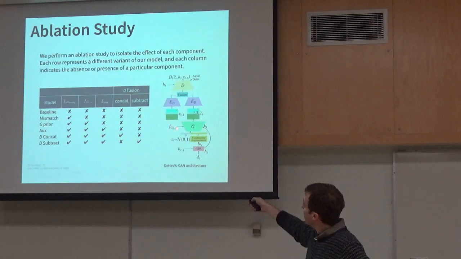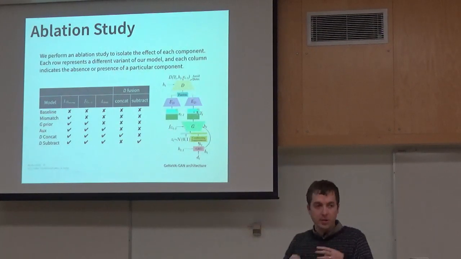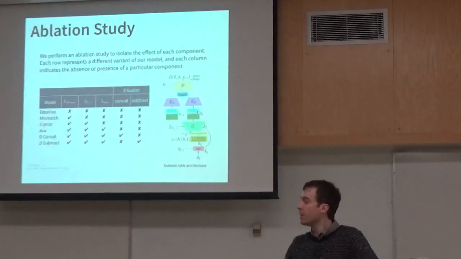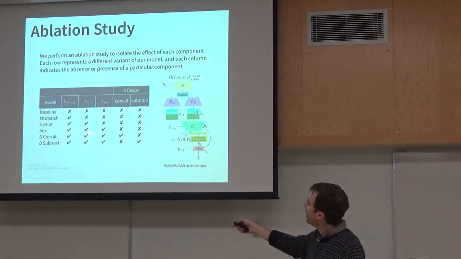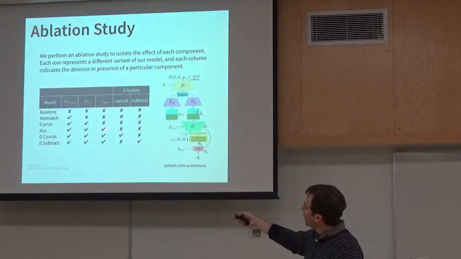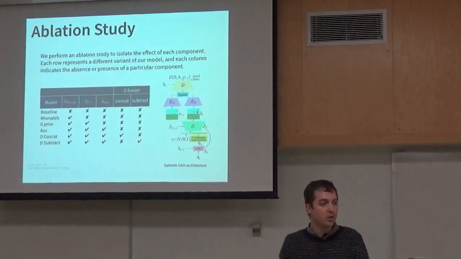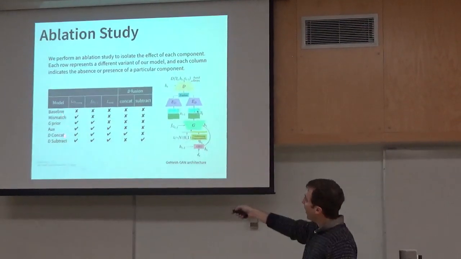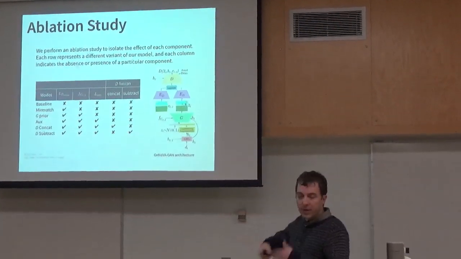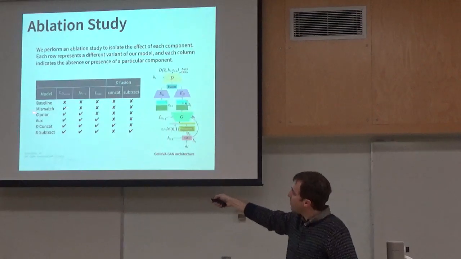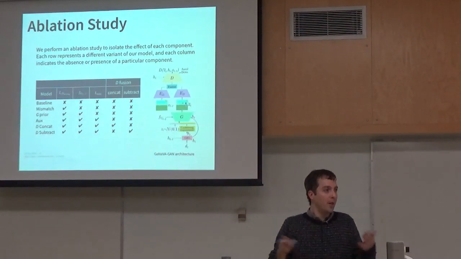The G prior model has the same as before, but introduces the addition of the previous scene to the generator. So it's not always starting from scratch, it has access to the previously generated scene. We have a model that has the auxiliary classifier, and then we have basically the full model with two different types of fusions, concatenation fusion and subtraction fusion. Each of these is a different variant of our model, and then we evaluate them.